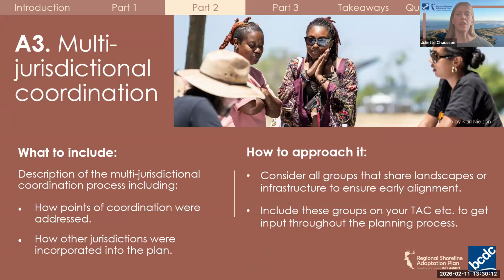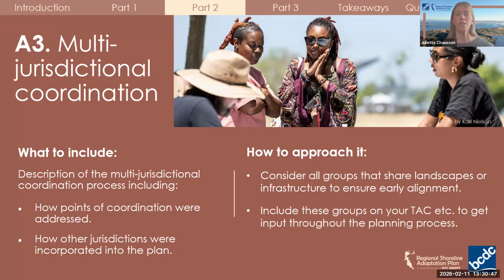Next, Section A3 focuses on multi-jurisdictional coordination. So your plan should describe the coordination process across jurisdictions, including how points of coordination were addressed, such as shared landscape features or cross-jurisdictional projects, and how other jurisdictions were incorporated into the plan. As a reminder, coordination is required for all plans, not just multi-jurisdictional ones. So when you're approaching this, think about it broadly. This section is intended to ensure strong collaboration starts from the beginning.